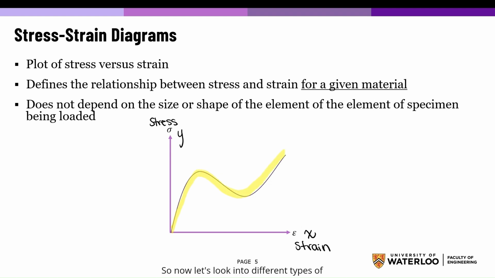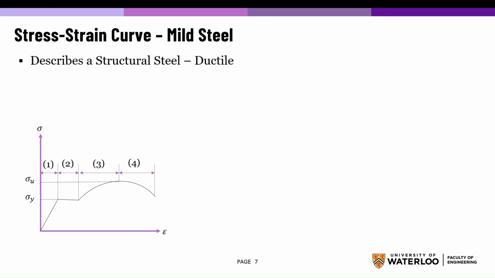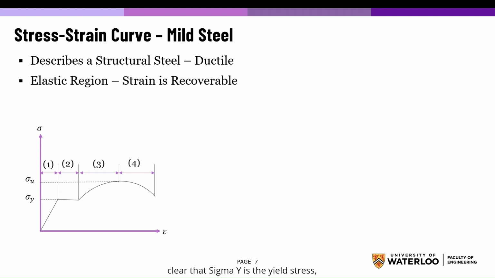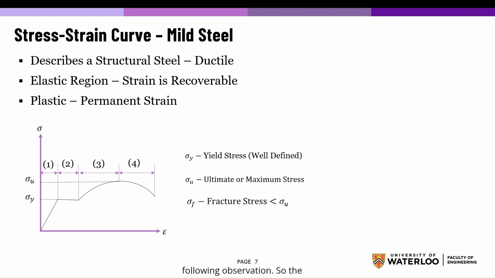So now let's look into different types of stress-strain curves. The first one is mild steel, which describes a structural steel which is ductile. Before analyzing the graph, let's make it clear that sigma y is the yield stress, sigma u is the ultimate or maximum stress, and sigma f is the fracture stress, which is less than sigma u. Looking at the graph, we can make the following observations. The first region is the elastic region, which is linear. Sigma is proportional to the strain. Strain is recoverable, so there's no permanent deformation.